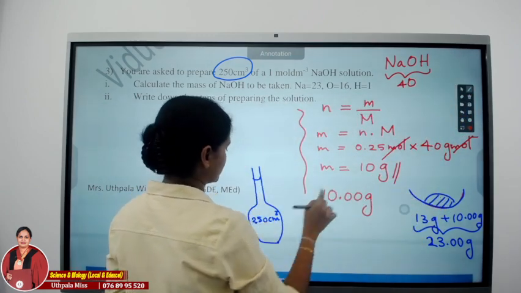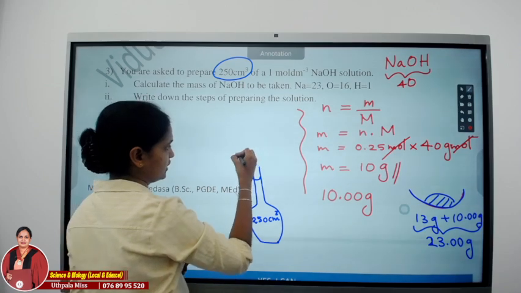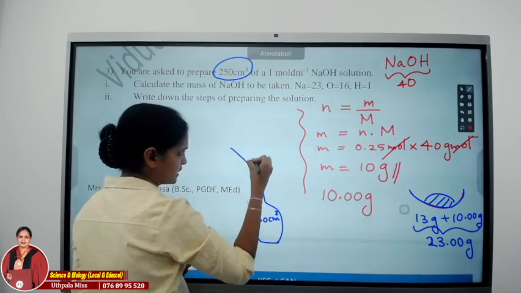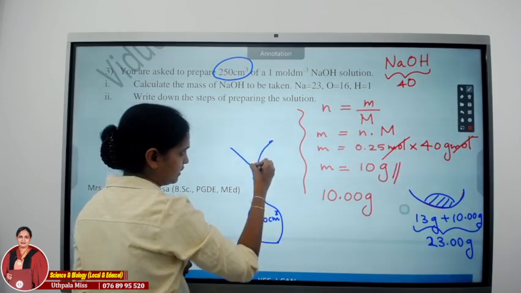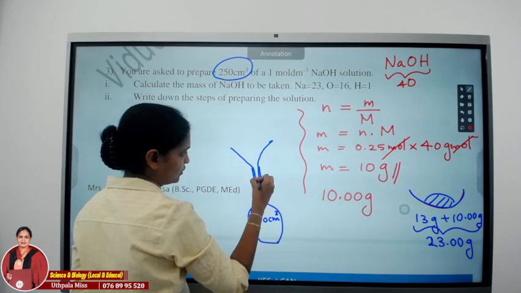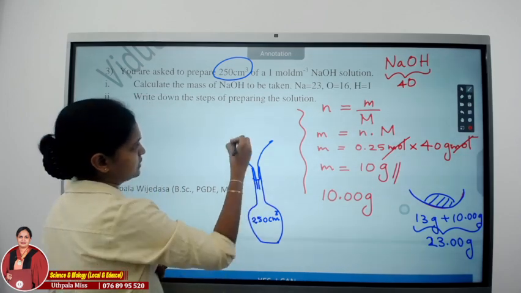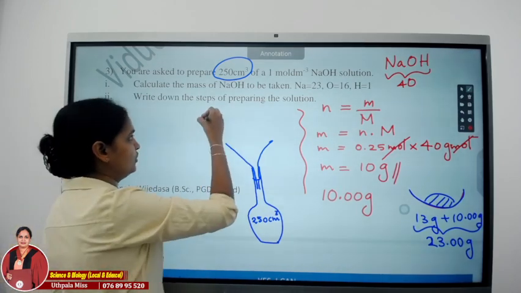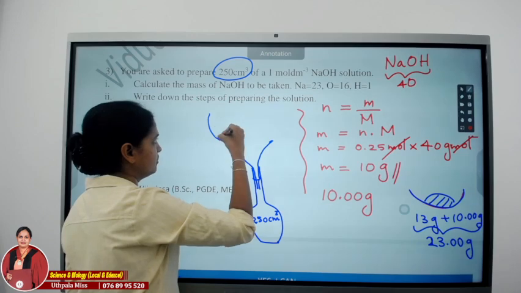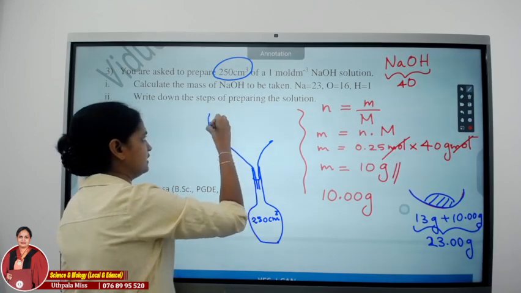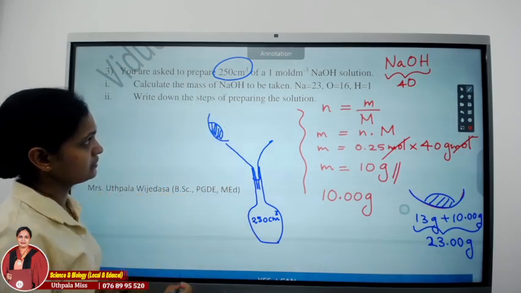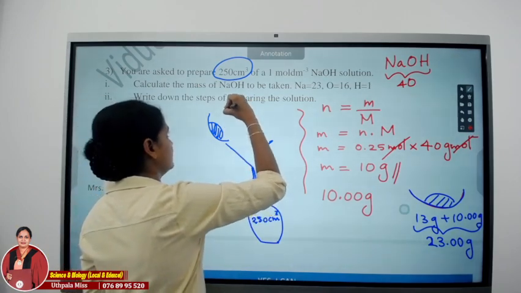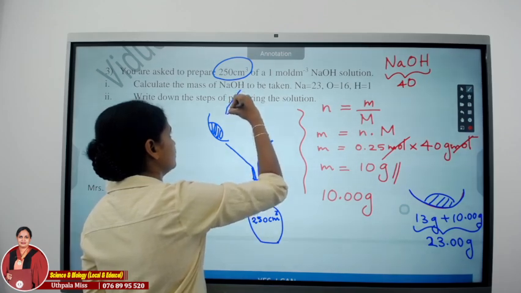First, a watch glass, a 250 cubic centimeter volumetric flask. Then you need a funnel, otherwise it is difficult to transfer the substance. You put a funnel like this. After that, you hold the watch glass with sodium hydroxide like this. Hold it like this. Then in the laboratory there are wash bottles. Wash bottles with distilled water.